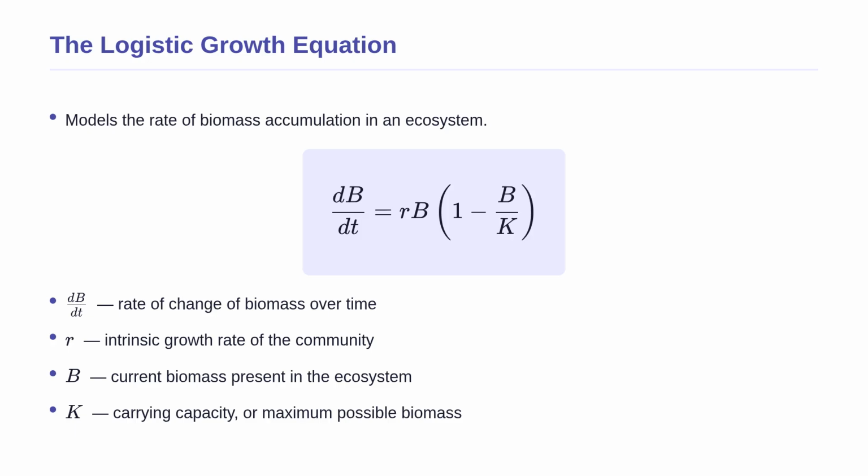Notice that as B gets closer to K, the term in the parentheses approaches zero, causing the overall growth rate to slow down and eventually stop.